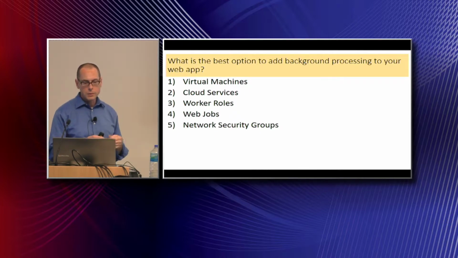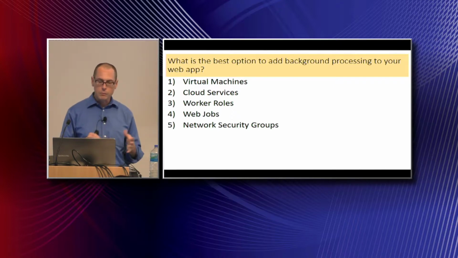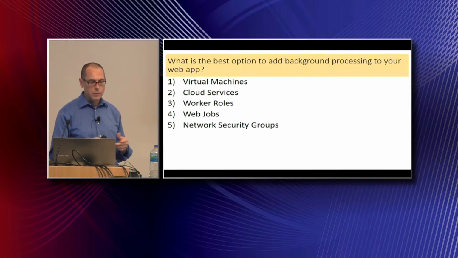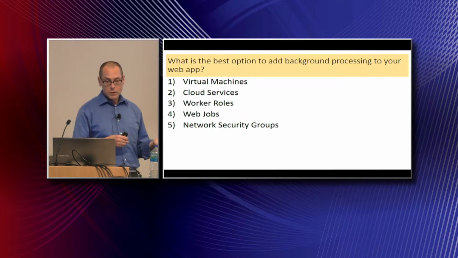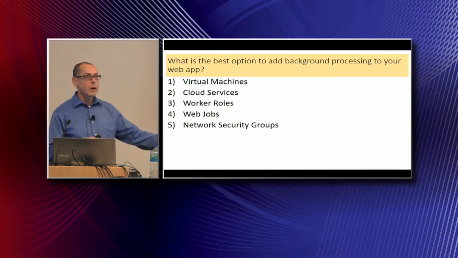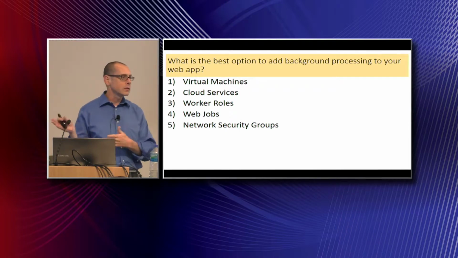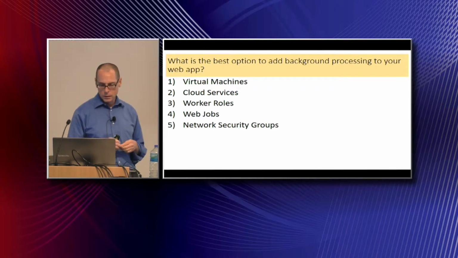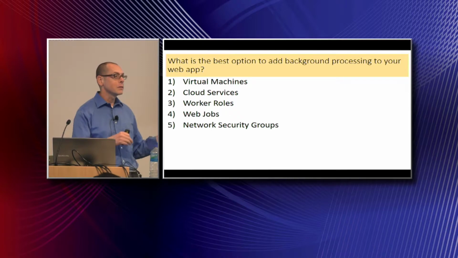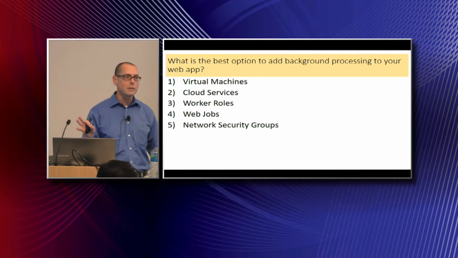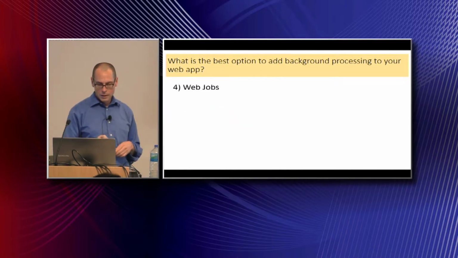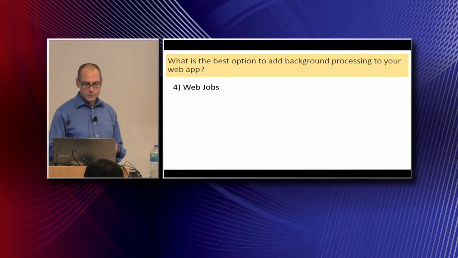So what's the best option to add background processing to your web API? Spin up a virtual machine, cloud services. Well, we can rule that one out because we're not talking about cloud services. Worker roles, that's also cloud service related. Doesn't make sense. A network security group has nothing to do with background processes. You can rule that one out. So it's just web jobs.